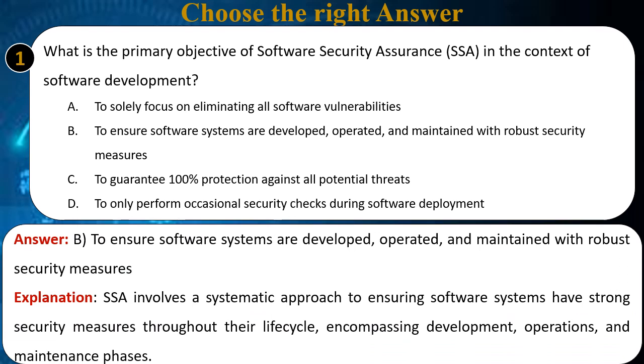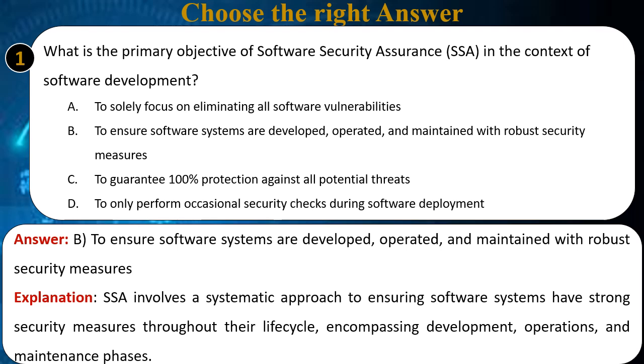The primary objective of software security assurance, SSA, is to ensure software systems are developed, operated, and maintained with robust security measures. So the answer is B. To ensure software systems are developed, operated, and maintained with robust security measures. Software security assurance involves a systematic approach to ensuring software systems have strong security measures throughout their life cycle, encompassing development, operations, and maintenance phases.